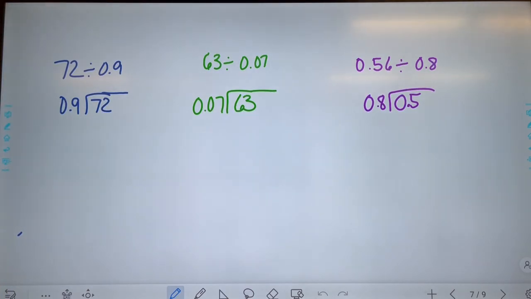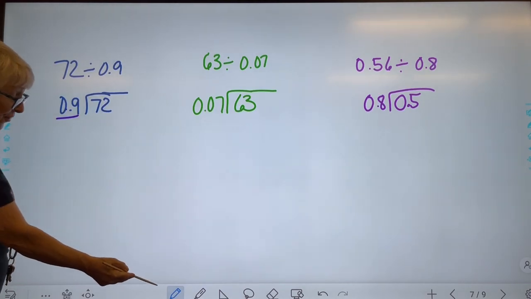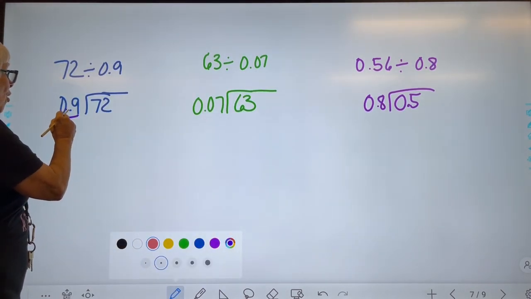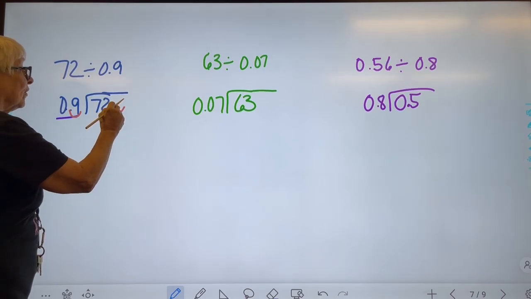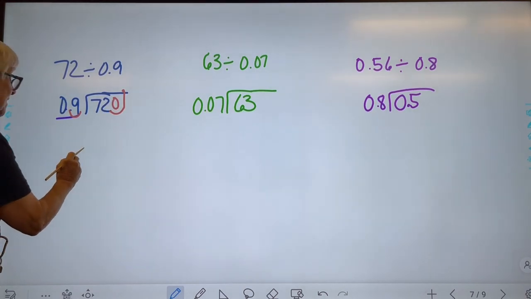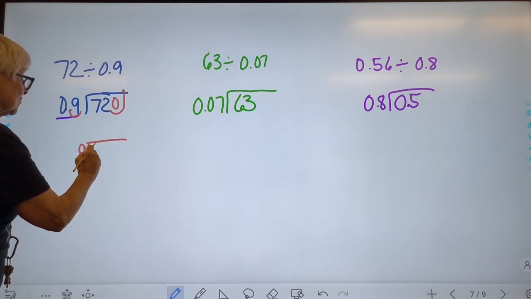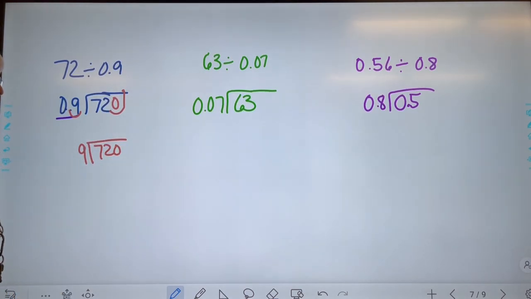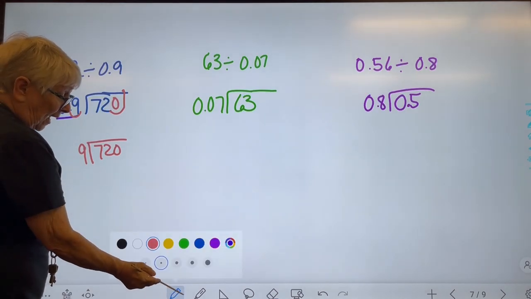Here are some problems for us to try. Okay, the first one here says 72 divided by 0.9. That's the divisor. There is a decimal. And this is what I think. Over, over, up, and I fill in with a 0. Okay? Now the problem I have is 9 into 720. And I can do that one.